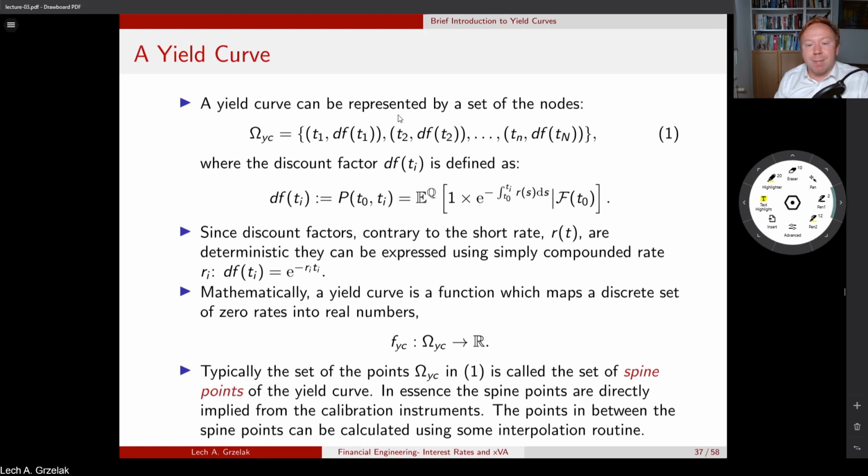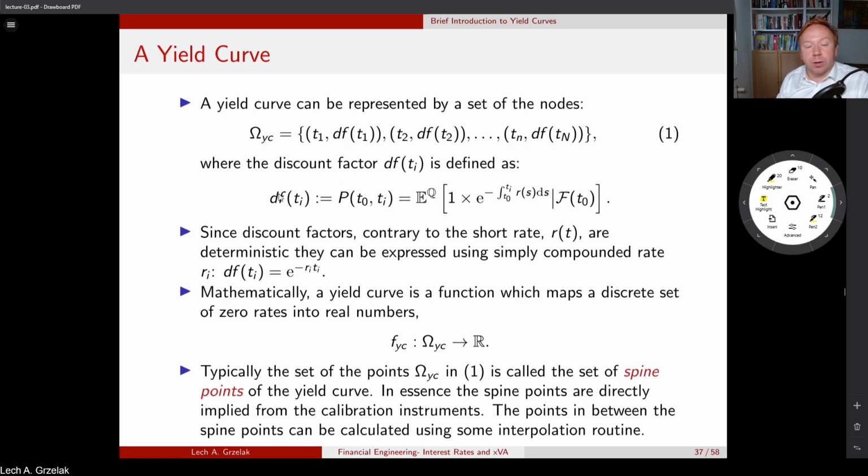A little bit of mathematics on how this process of mapping zero coupon bonds to a yield curve works and how the yield curve will be constructed. This is the slide where I give you a little bit more details. A yield curve can be represented as a set of nodes. So for every time we have a pair, df(T1), df(T2), and so on. Those pairs are associated with our nodes on the yield curve. Often we call them spine points on a curve.